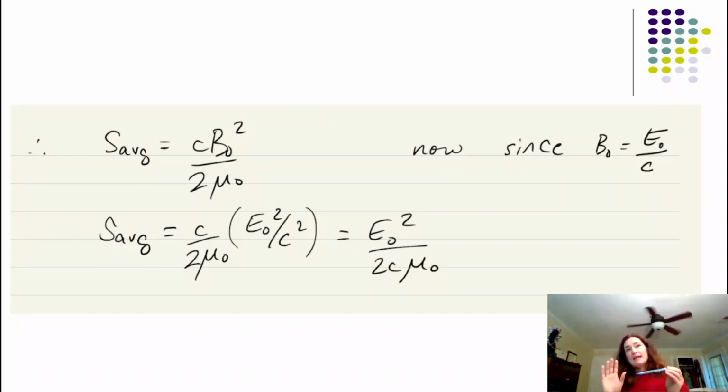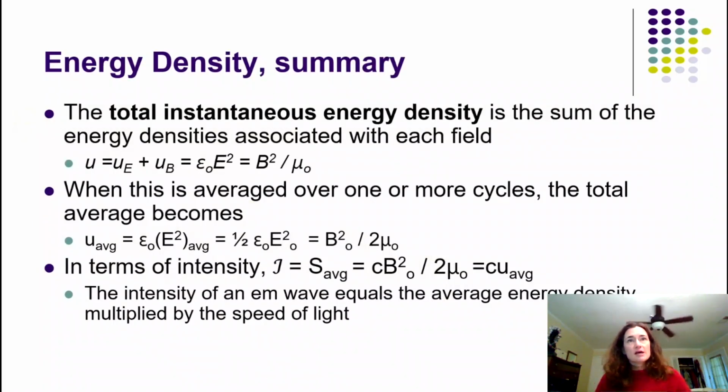Now, if you're looking at that and thinking, gee whiz, that looks super familiar, doesn't that look just like my energy density but with a c multiplied by it? Well, yes, it does. So it turns out that the intensity, which is equal to the average value of my Poynting vector, is going to be c times my average energy density. Who'd have thunk it, right? So that's how these things are all related to one another.